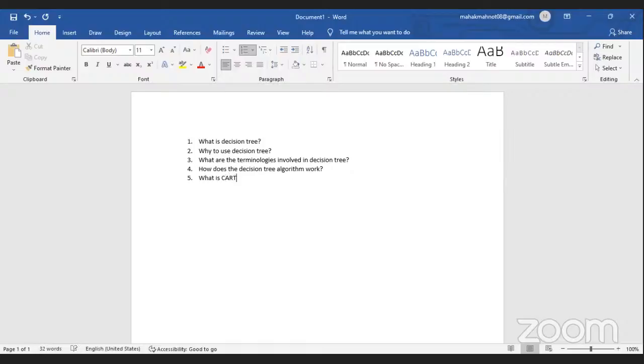What is CART? The answer is hidden in the name itself. CART stands for classification and regression trees. A classification and regression tree is a predictive algorithm used in machine learning, and it explains how target variable values can be predicted, whether they are discrete or continuous. So decision trees are also known as CART, classification and regression trees, because they solve both problems, classification as well as regression.